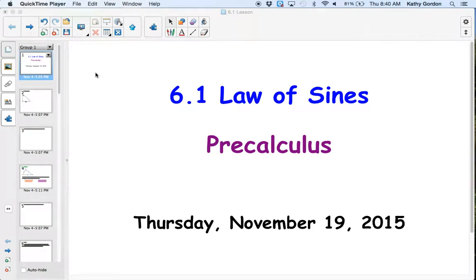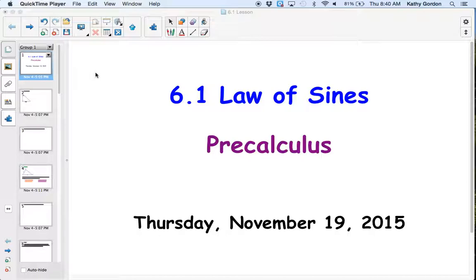Okay, so chapter 6.1 or lesson 6.1 and 6.2 talk about a couple of things that are called the law of sines and law of cosines. And we're going to talk about law of sines today, and we're going to see how this is something that can help us out beyond what we were able to do in chapter 4.